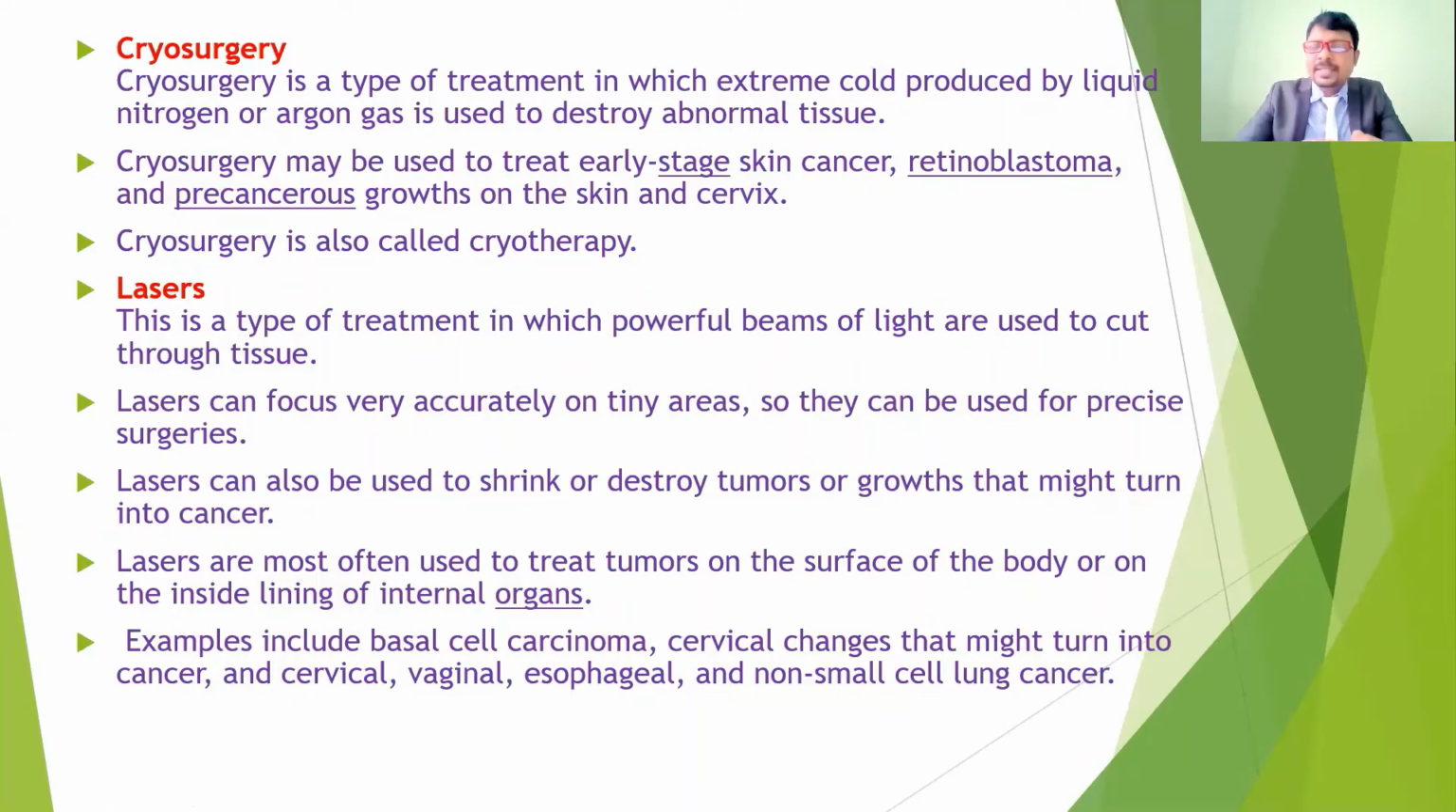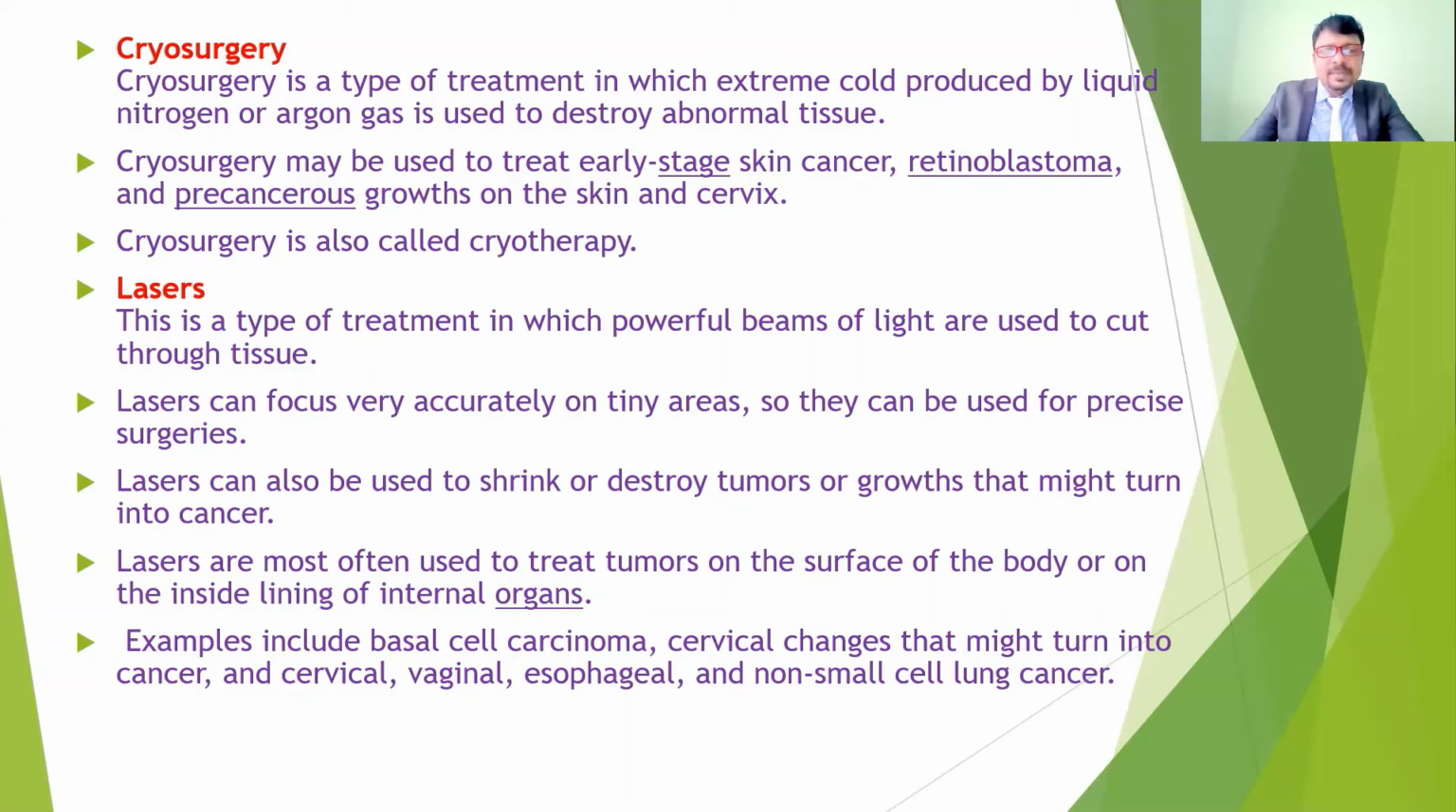Another treatment option is the surgical procedure called cryosurgery. Cryo means cold, so it gives a cool or freezing treatment. Cryosurgery is a type of treatment in which the extreme cold produced by liquid nitrogen and argon gas is used to destroy abnormal tissue. Liquid nitrogen and argon gas are used to destroy the abnormal cells or tissues where the tumor or cancer is present, destroying the cancer tissues.